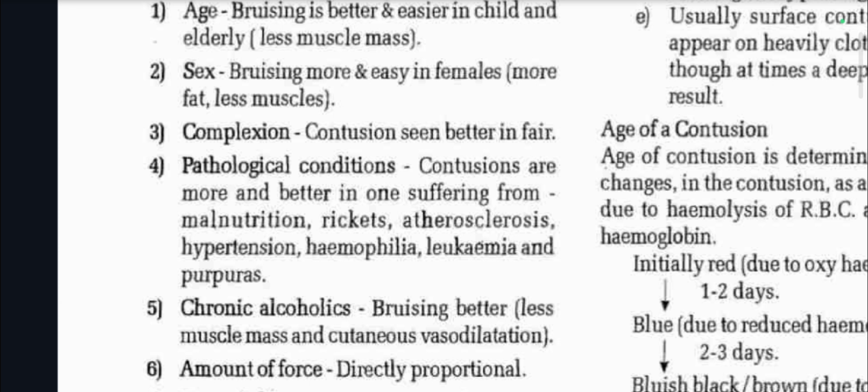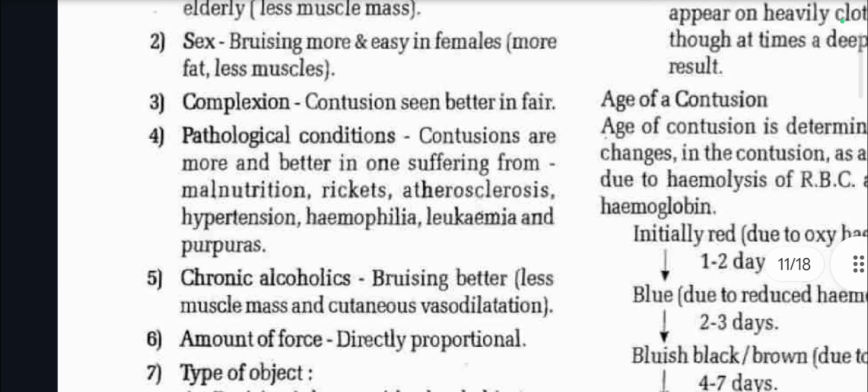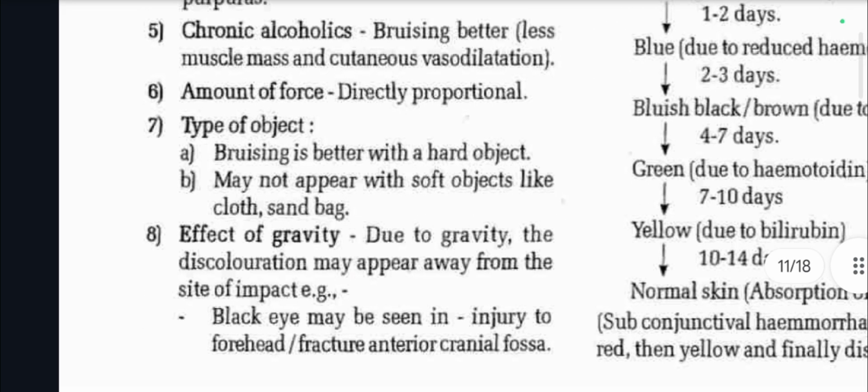Pathological conditions: contusions are more and better seen in one suffering from malnutrition, rickets, atherosclerosis, hypertension, hemophilia, leukemia, and purpuras. Chronic alcoholics show better bruising because of less muscle mass and cutaneous vasodilatation. The amount of force is directly proportional to the amount of bruise. Type of object: bruising is better with a hard object, and may not appear with soft objects like clothes, sandbag, etc. Effect of gravity: due to gravity the discoloration may appear away from the site of impact.